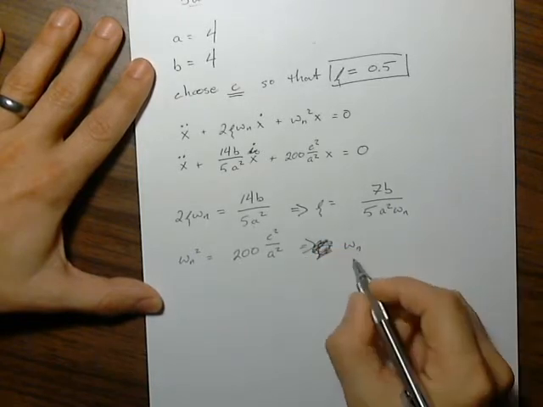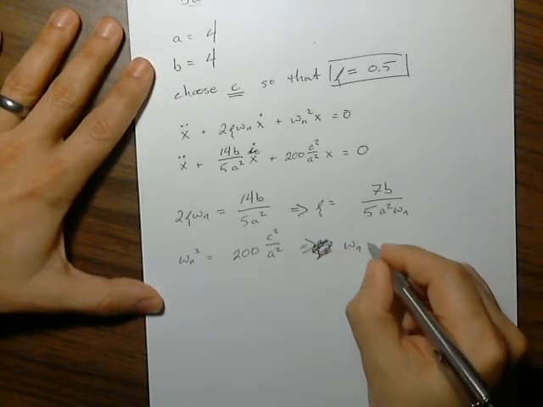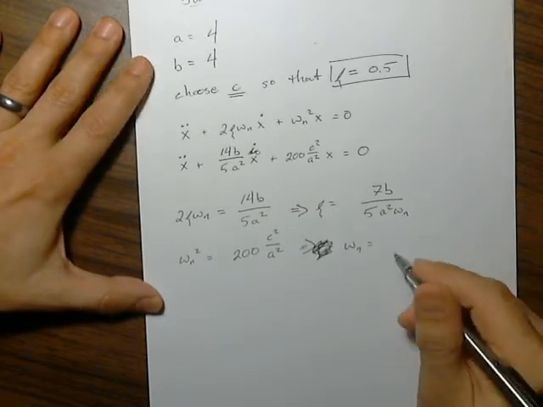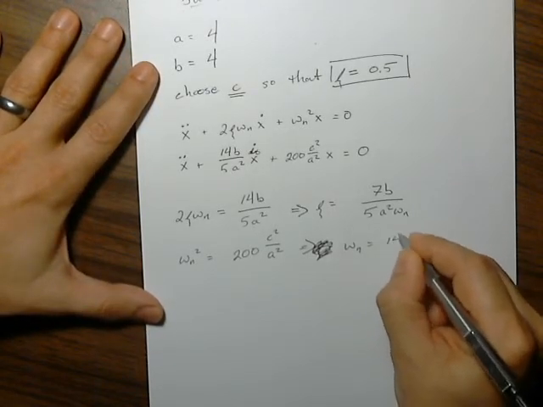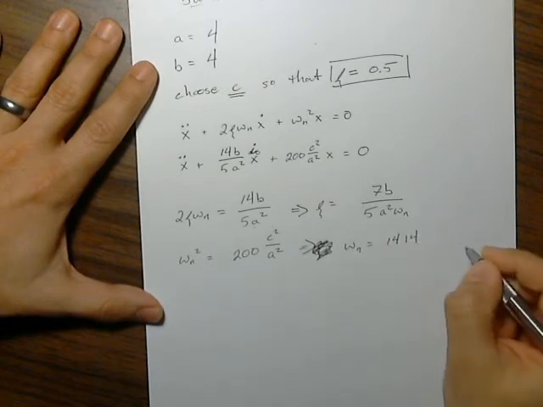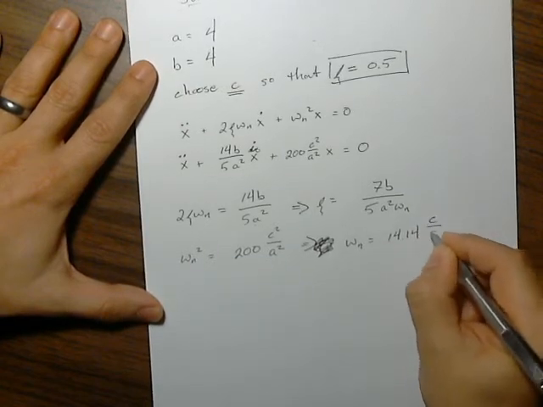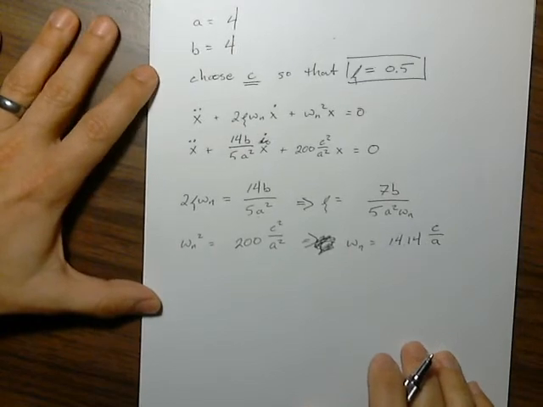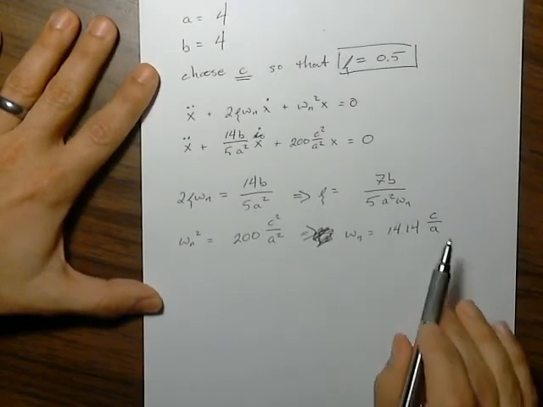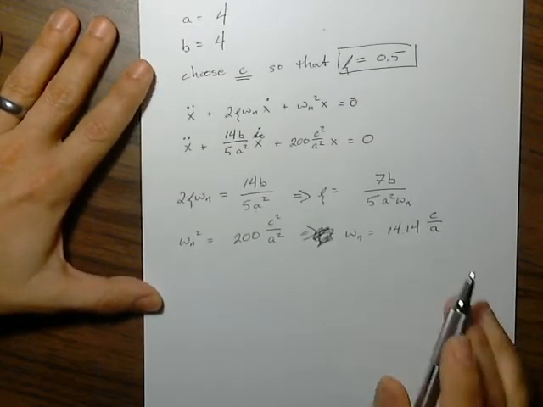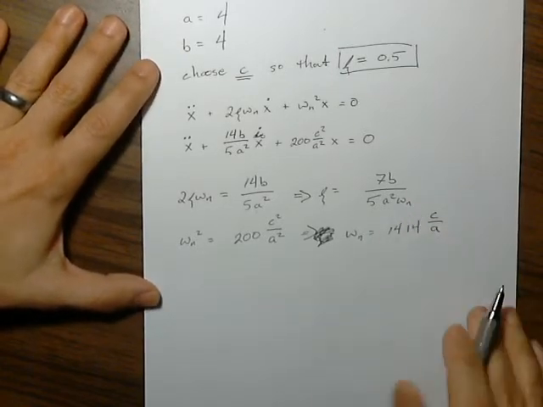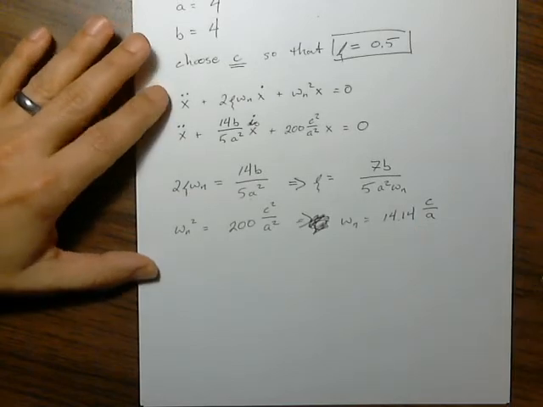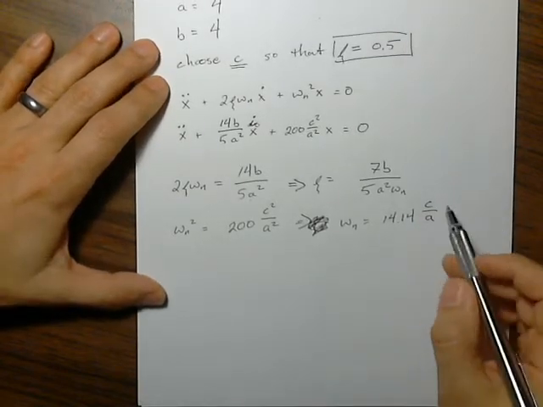I'll do that as a separate step. Omega n then is just the square root of 200, which is going to be 14.14. And that's just C over A. That was not a mistake. I did deliberately choose C and A so they would have nice square roots. All right, so we throw that in here, and life gets not bad, right?